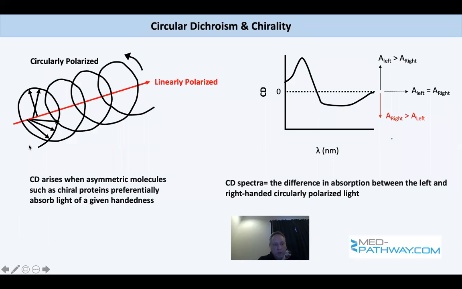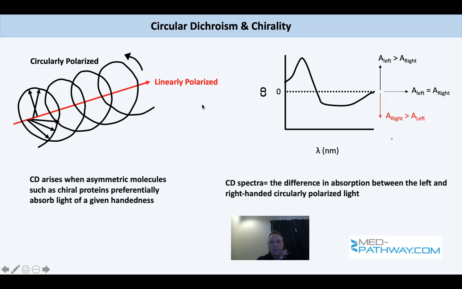So here's linear polarized light. But you can have left-handed and right-handed circular polarized light, and there are machines that can make this happen. So this concept of circular dichroism arises when asymmetric molecules, like chiral molecules (proteins are chiral too), preferentially absorb light of a given handedness. So what you can do is generate a CD spectra.